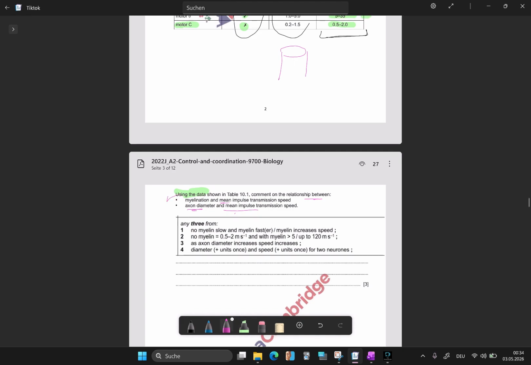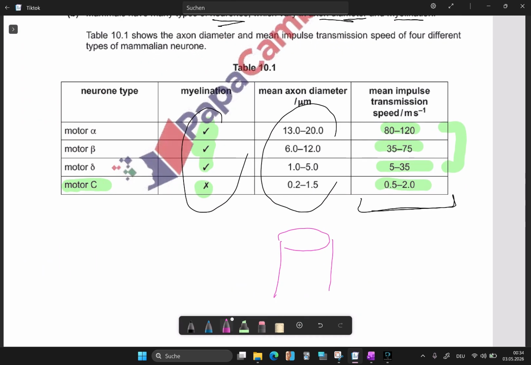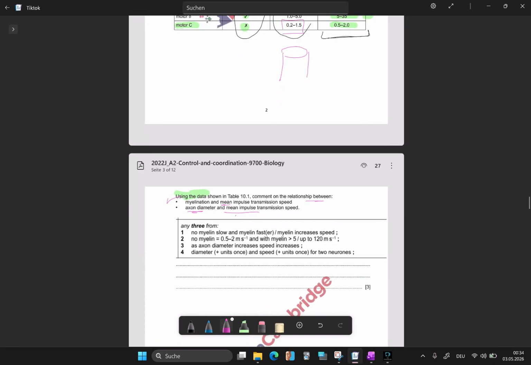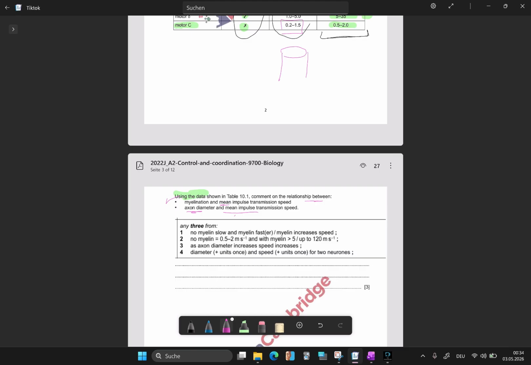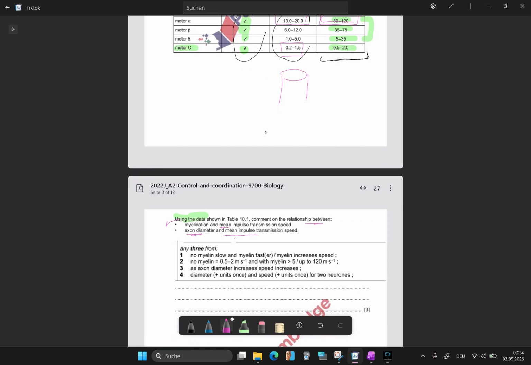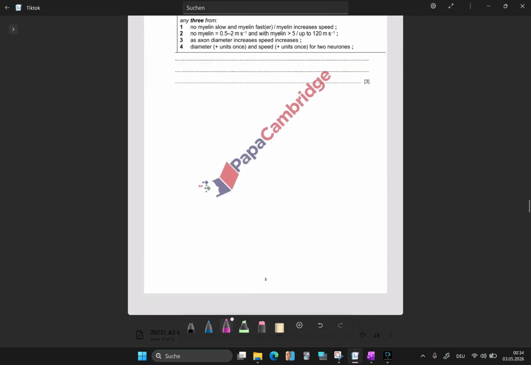So now we finished the first point. The second point is axon diameter. So let's look at the axon diameter. This had the most diameter here, while this had the least. So this had the most speed too. So we're going to say that as the diameter increases, the speed also increases. And we're also going to quote data from the graph. So it's as simple as that. Do not overcomplicate this answer so you don't end up wasting time and losing marks.